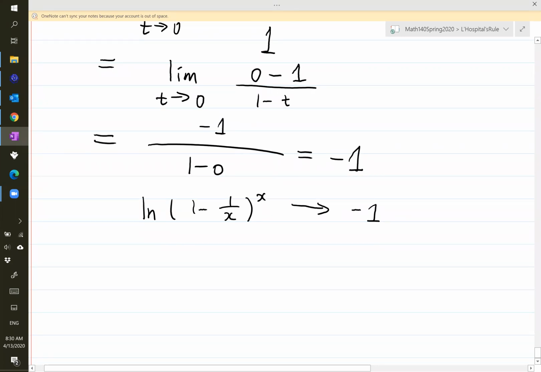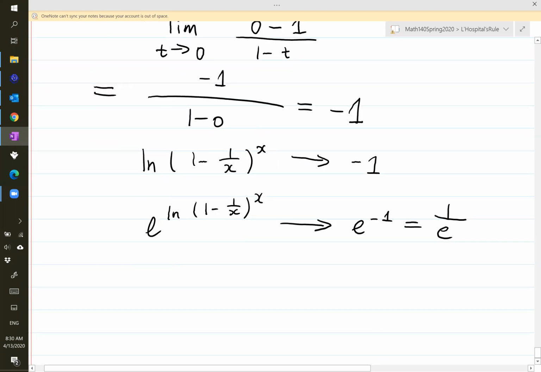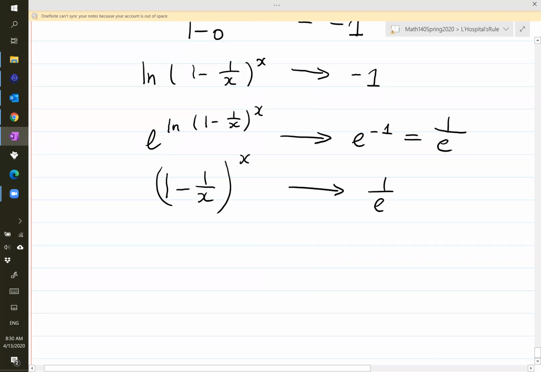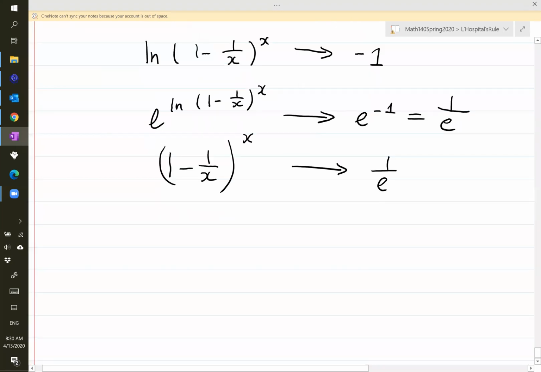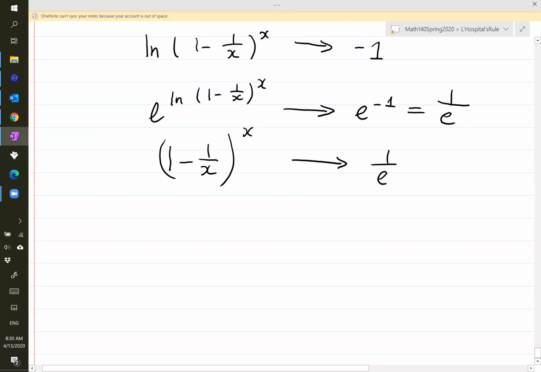Now if you take e to both sides, e is continuous. So you apply e to cancel ln. This thing approaches e to the negative 1, i.e. it's 1 over e. So we get that 1 minus 1 over x to the power of x approaches 1 over e.